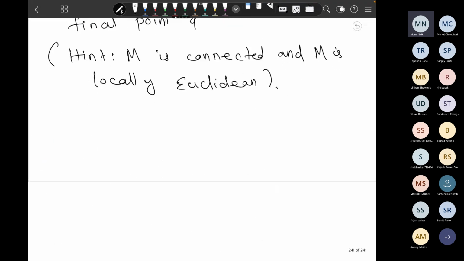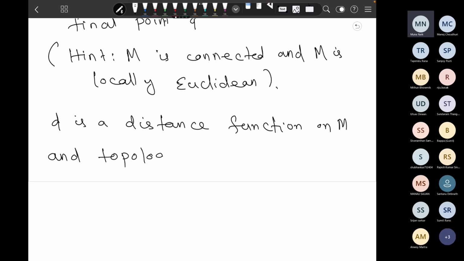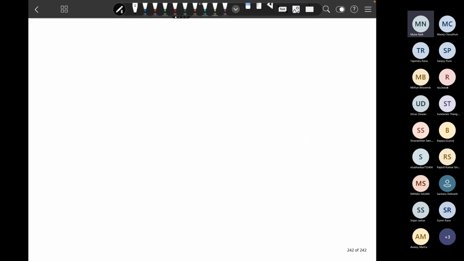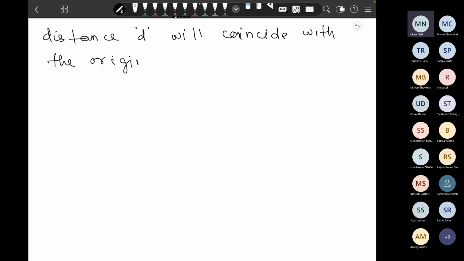Okay, so now D is a distance function on M, and the topology induced from the distance D will coincide with the original topology of M. So now I define something called isometry.